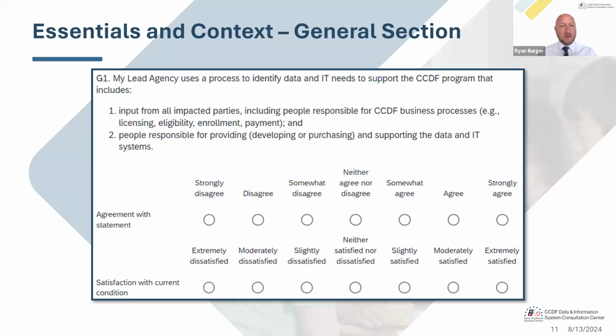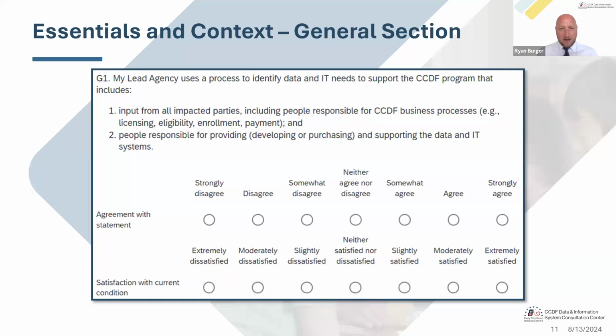We'll start with question G1. The statement that you're asked to respond to is, my lead agency uses a process to identify data and IT needs to support the CCDF program that includes both first, input from all impacted parties, including people responsible for CCDF business processes, for example licensing, eligibility, enrollment, or payment, and second, includes people responsible for providing, such as developing or purchasing, and supporting the data and IT systems.